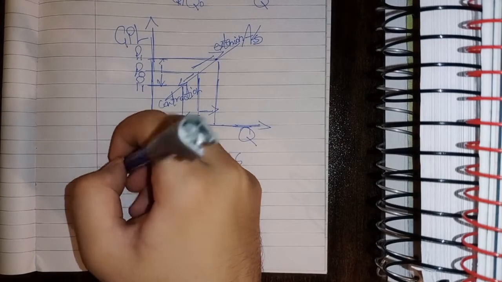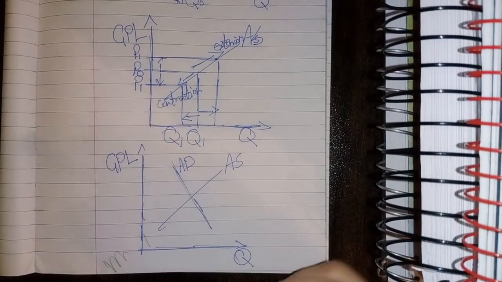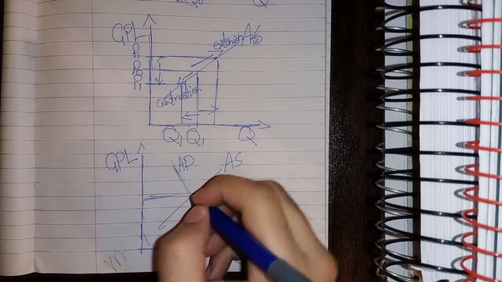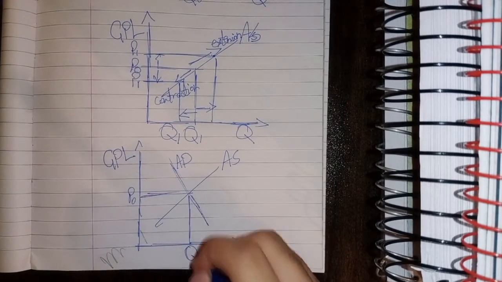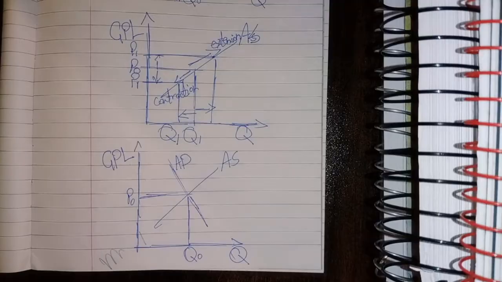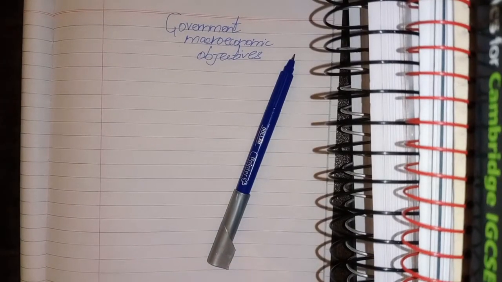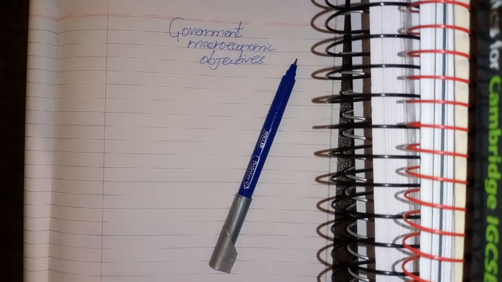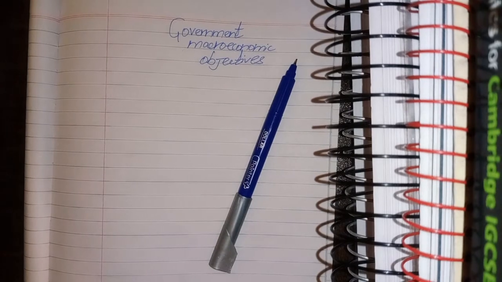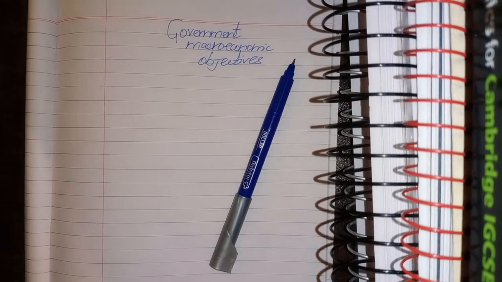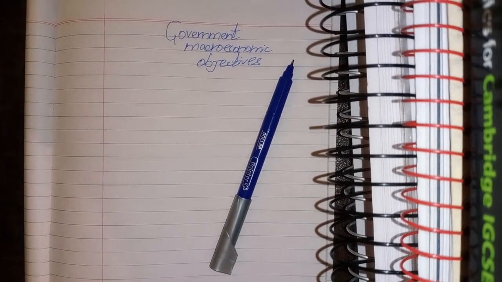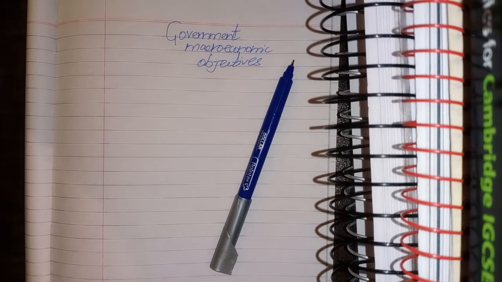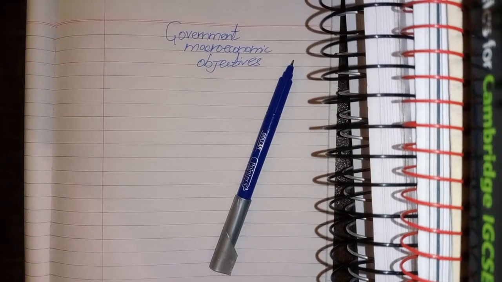But first, we need to learn the government's macroeconomic objectives. So in this topic, first we need to be aware of the government's macroeconomic objectives, and then we will learn how the government achieves these objectives. But first we need to know what the objectives actually are.